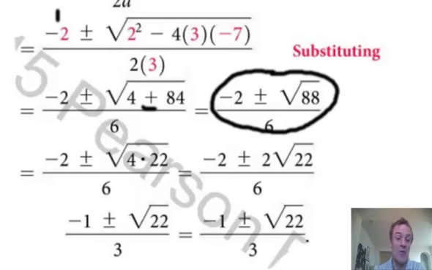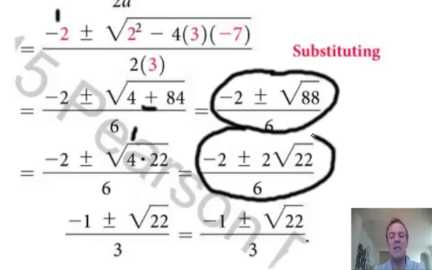88 is 4 times 22, and I can square root the 4. Okay, we're looking for things we can square root. I can square root the 4 to a 2, and that's why we now end up with this. Okay, so root 88 has turned into 2 root 22. Okay, so we need to simplify this.